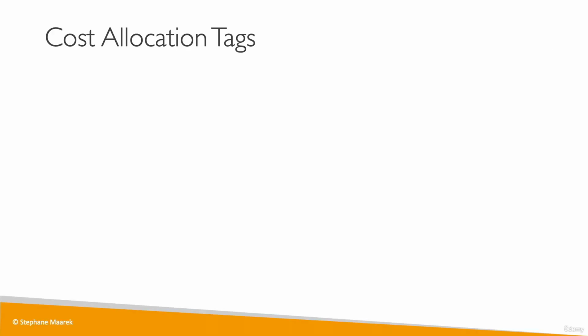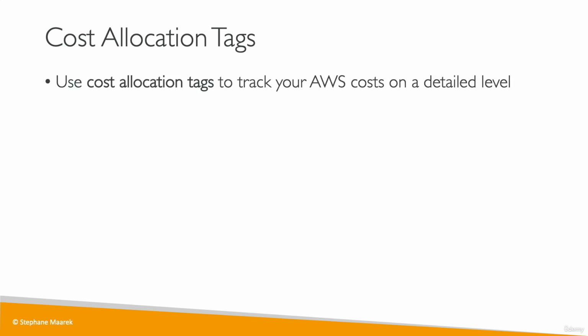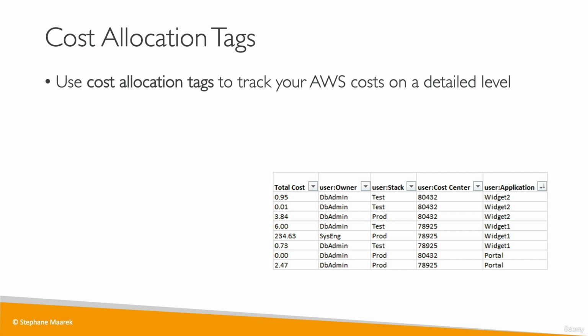Okay, so next we want to explore our bill a bit deeper. So for this, we're going to use cost allocation tags. They will allow us to track our cost on a detailed level and group them together. For example, I have defined a cost allocation tag, and then you export your report, and then you would get the cost by category in an Excel format.